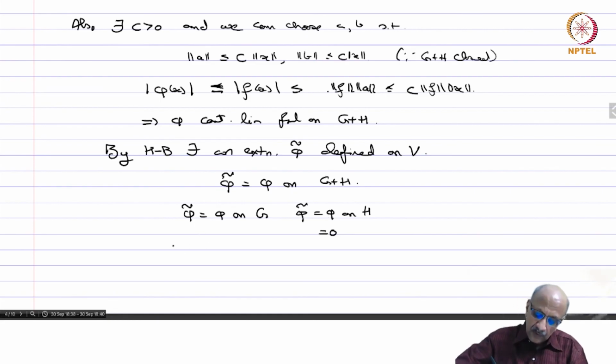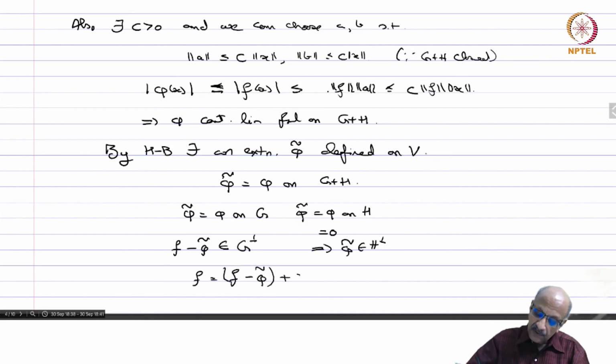And now if you take f minus phi tilde, they both agree. f of x equals phi of x equals f of a, and therefore f equals phi on G, and therefore f equals phi tilde on G also. So f minus phi tilde belongs to G perp. This implies phi tilde belongs to H perp, and therefore we can write f equals f minus phi tilde plus phi tilde, which belongs to G perp plus H perp. So that completes the proof.